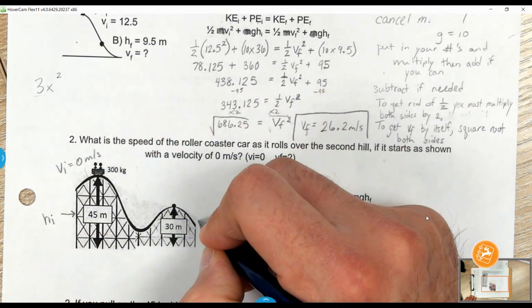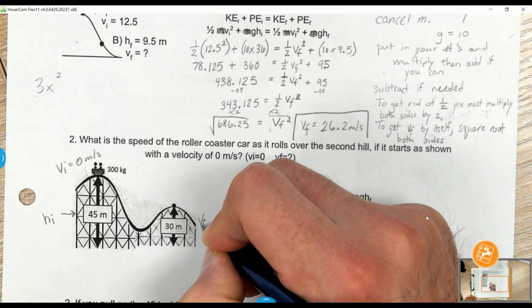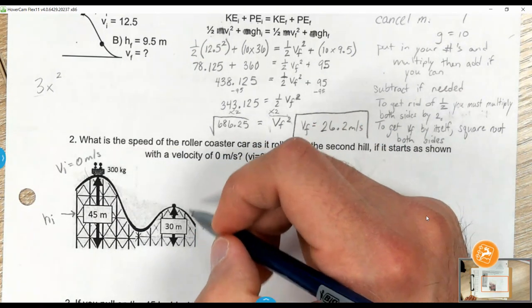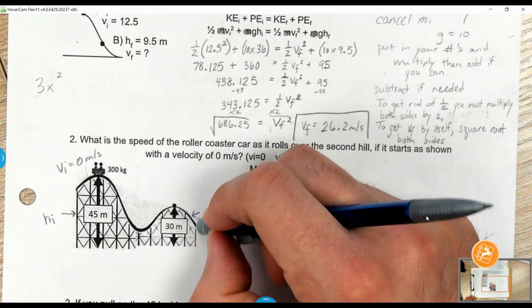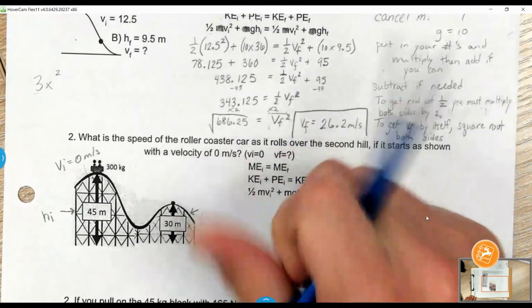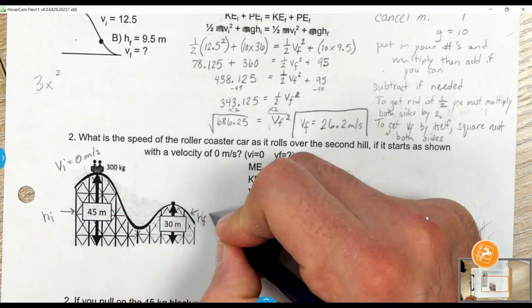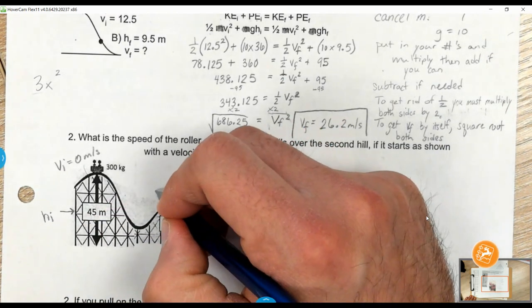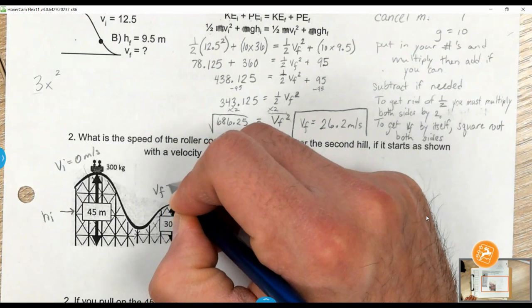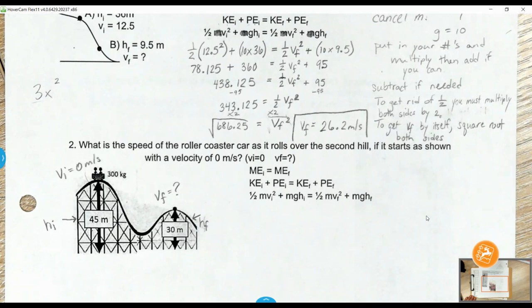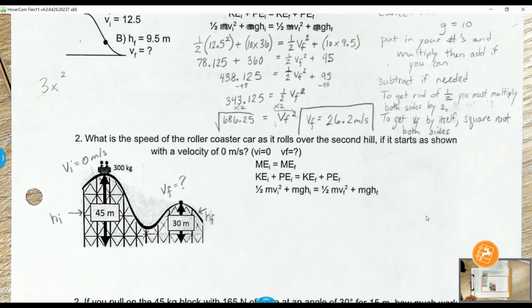And then over here is our VF. Or I'm sorry, this is our HF, and we're looking for VF. This is HI. This is HF. VF is our question mark. So it's done like the problem right above here. This one's just a smidgen easier because something else cancels out.